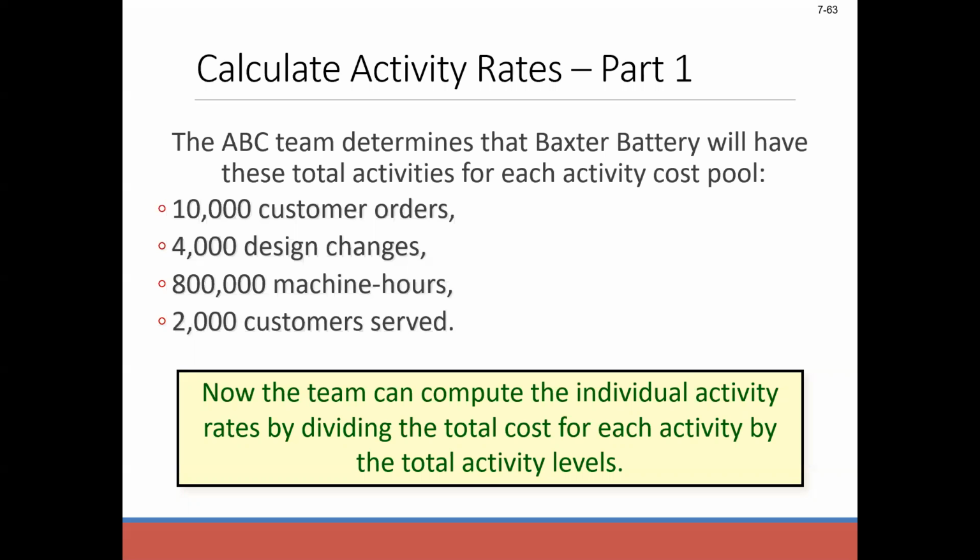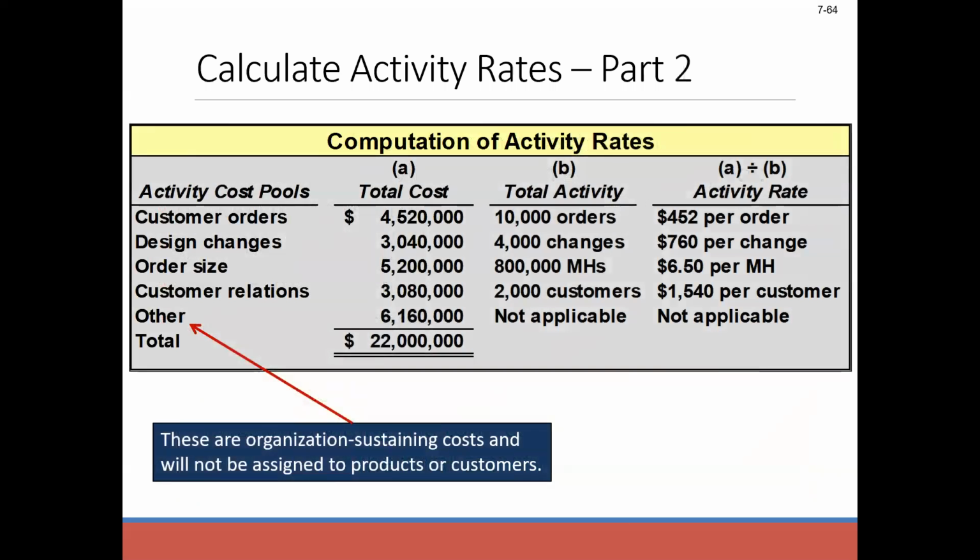So what happens now is the team can compute the individual activity rates by dividing the total cost for each activity by the total activity levels. So you see here, if the customer orders total cost is $4,520,000 and we've got 10,000 orders, we can figure out the cost per order.